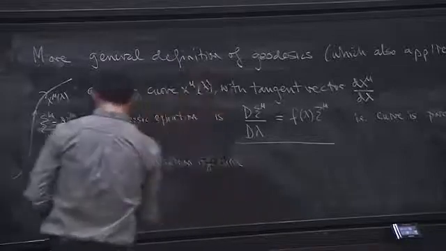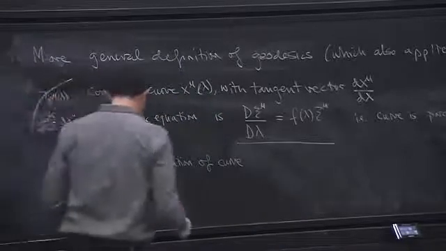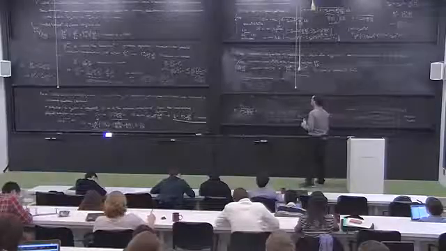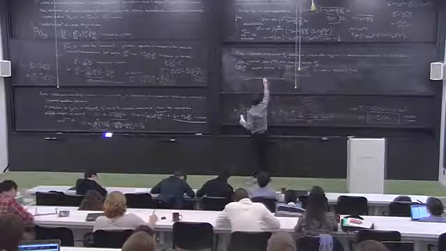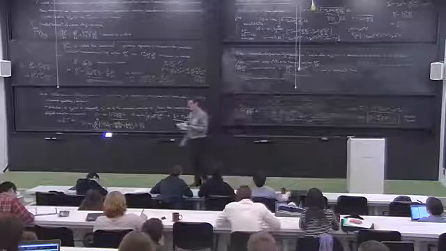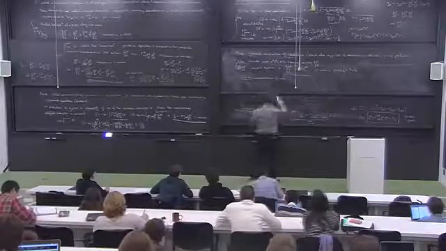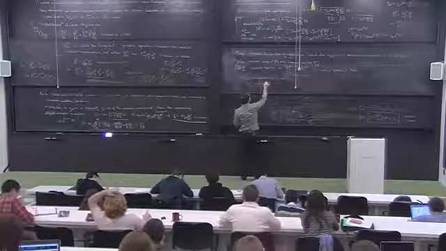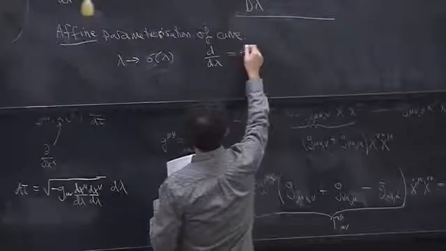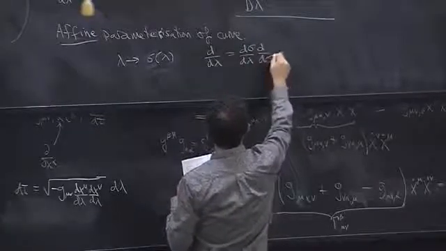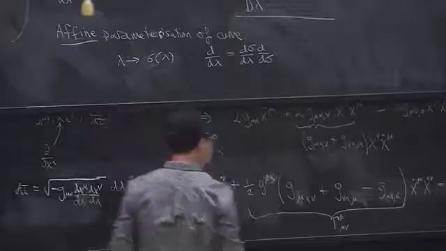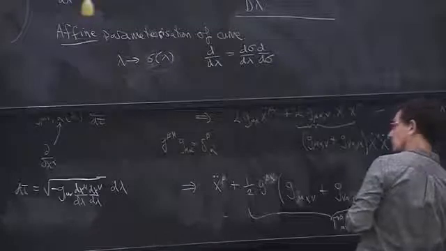Okay, so an affine parameterization is defined as follows. The affine parameterization is defined precisely so that that term goes away. So I say lambda goes to sigma of lambda, where sigma is some other parameterization of the curve. d by d lambda is obviously d sigma d lambda times d by d sigma. And now let me just write down that equation in terms of sigma. So, let's do it on this board.